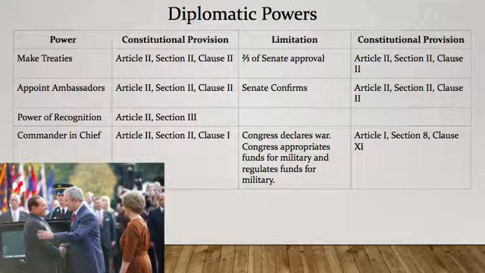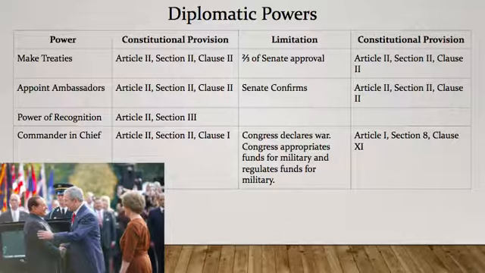And you can find, like I said, the limitation on it in the exact same place that you found his ability to make treaties, and that would be Article 2, Section 2, Clause 2 on page 10. The next diplomatic power is for the president to appoint ambassadors to other countries, also in Article 2, Section 2, Clause 2.